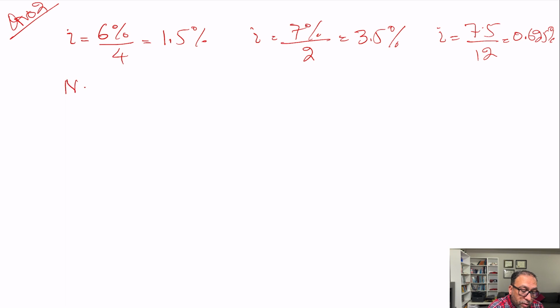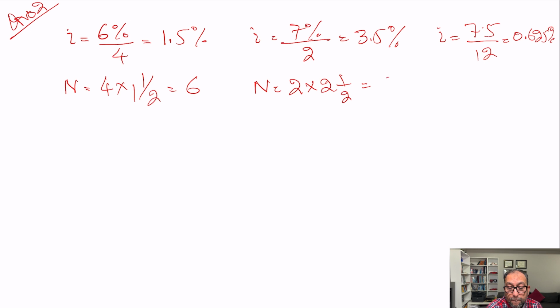N for this is 1.5 years, which means 6, because it's quarterly, and it's 4 times 1.5 years, so we get 6. N for this period is 2.5 years, but it's semi-annually, so semi-annually means 2, and 2.5 years is going to be 5. And N for this one is 1 year and monthly, so 12 times 1 is 12. So these figures are important to remember.